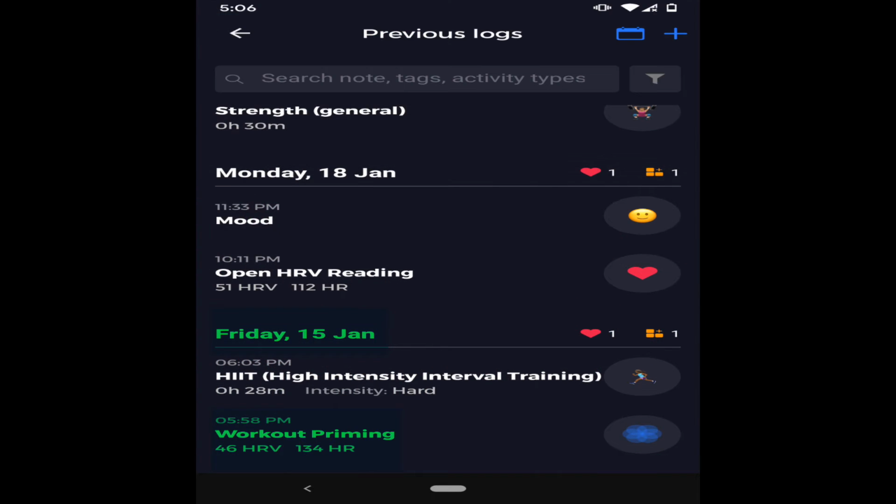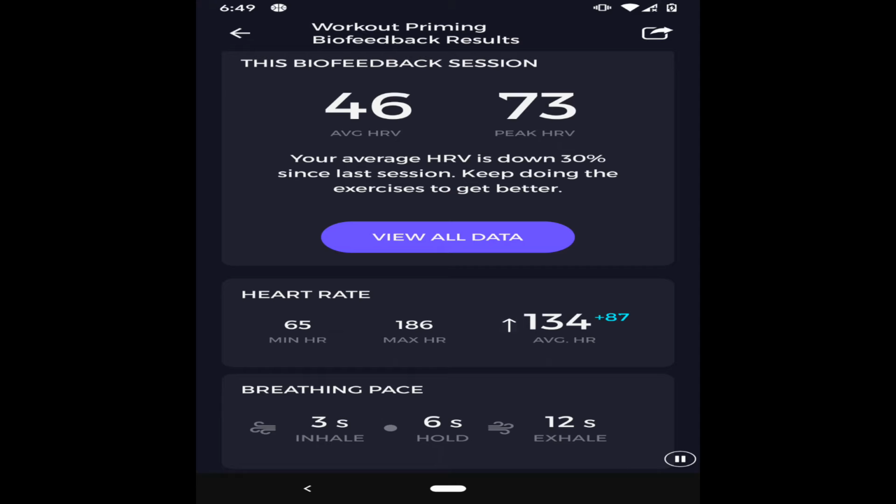All right, in this part here, this is where you see the date of when I did it. So that validates that it's the right graph based on the date of when I did the training session. So after you click workout priming, you'll see your biofeedback results here. The average heart rate variability was 46. That just means that my heart rate variability inside the entire training session was around 46 for most of the training session. So most of the time I was at 46, and the most relaxed that I was, was 73 HRV. So that would be the most relaxed there.